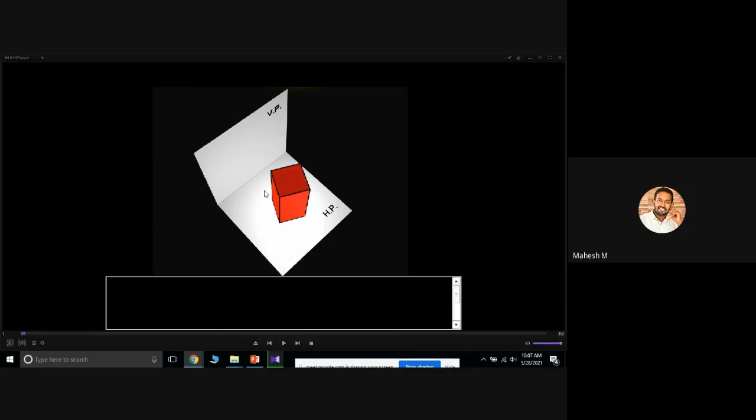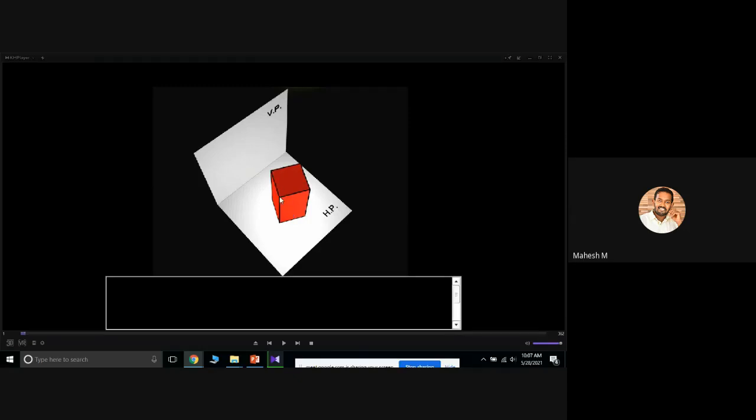Okay. So what is the name of this particular solid? It is a 3D view, that means a 3-dimensional view. Here you can see the length, the breadth, and also the height. So it is a 3-dimensional diagram, and it is a square prism.